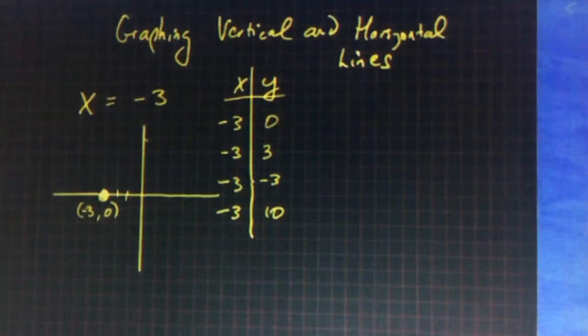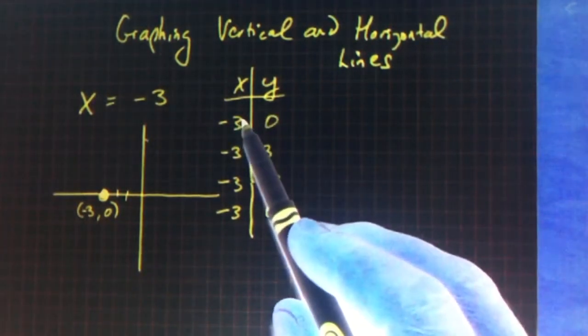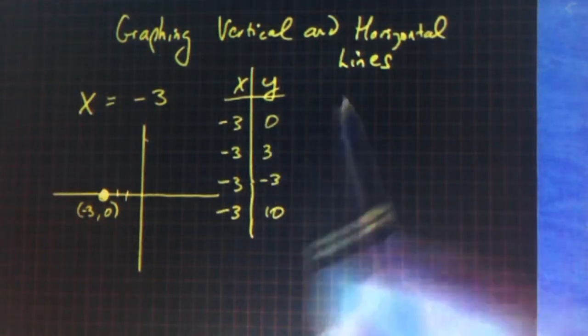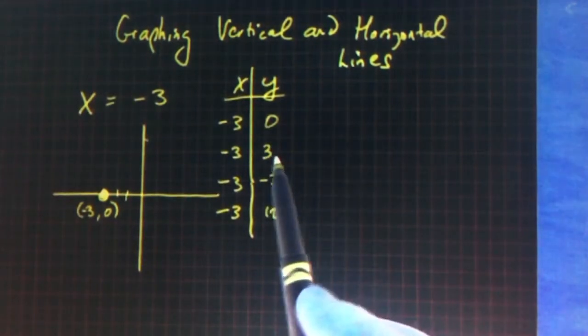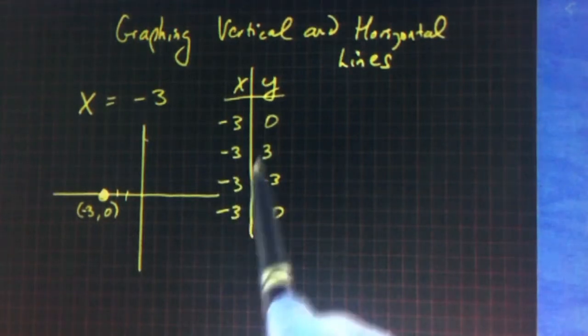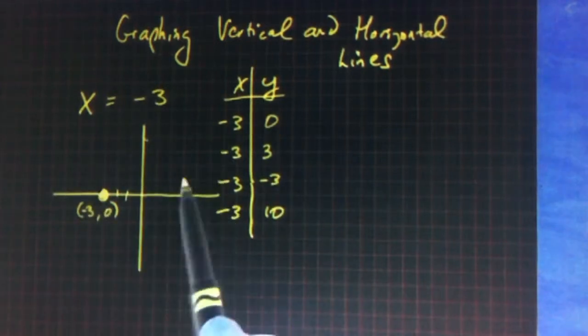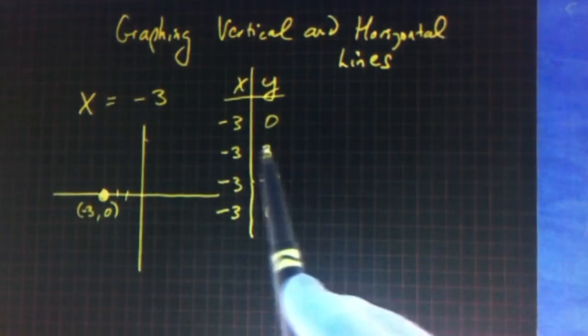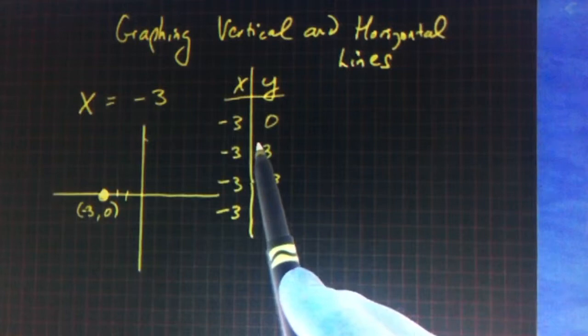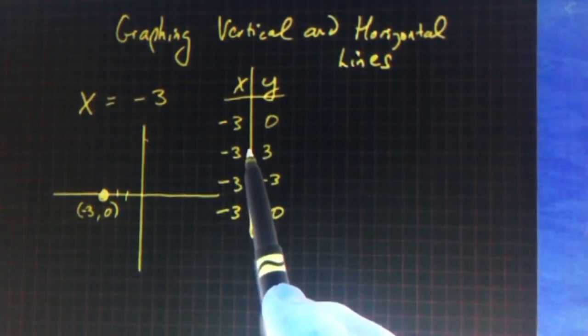Today's lesson is on graphing vertical and horizontal lines. Now, the first example is x equals -3. If we have x equals -3, that means that no matter what ordered pair I write down, I'm fixed on -3 as the x value. I can choose anything for y because there is no y in this equation. So therefore, I could have infinitely many points by choosing different y values. But always, I will have -3.